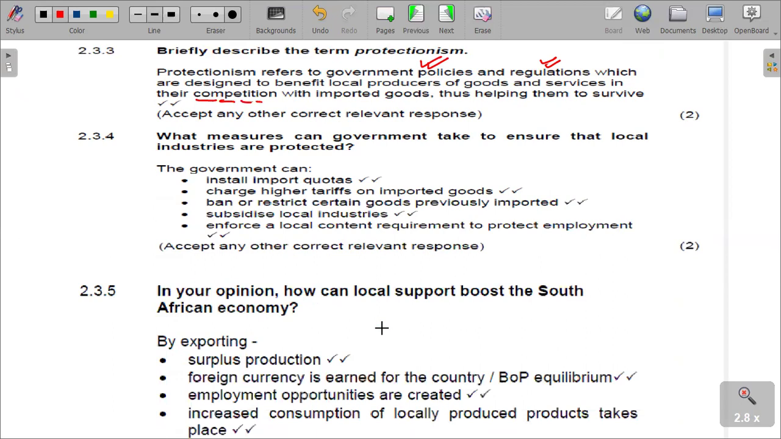Next question. What measures can government take? What measures can government take to ensure that local industries are protected?